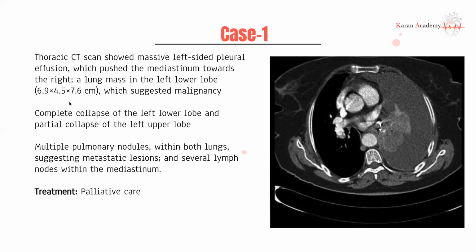The main big one is the 6.9 times 4.5 times 7.6 mass, which is length, width, height. And that explains our pleural effusion, which, as we knew, was left-sided.